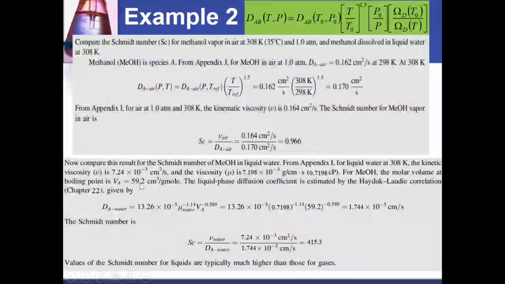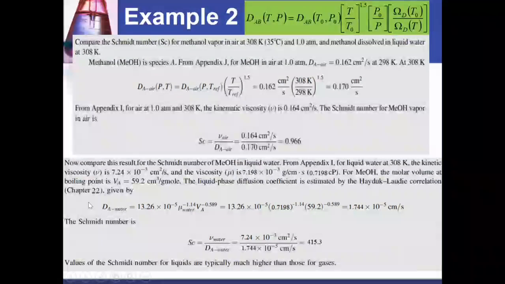And from chapter 22, we have the molar volume of methanol at normal boiling point is about 59.2 cm³ per mole. The kinematic viscosity of water at the given temperature from appendix I also is 7.24 times 10 to the -3 centimeters square per second, and the viscosity is about 0.7198 cP.